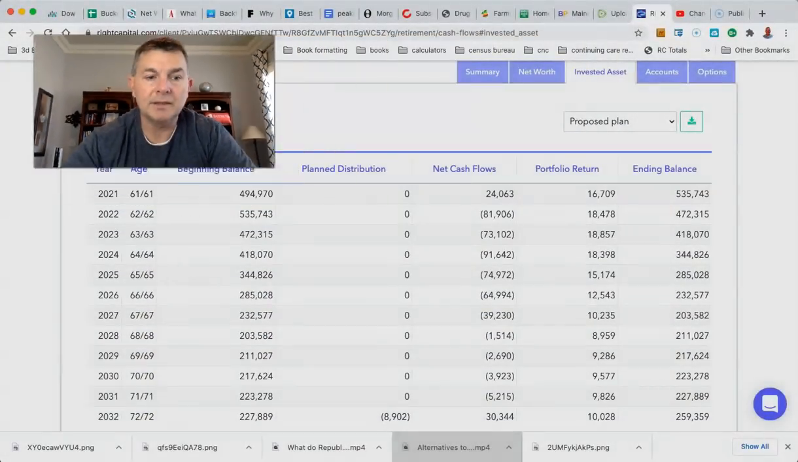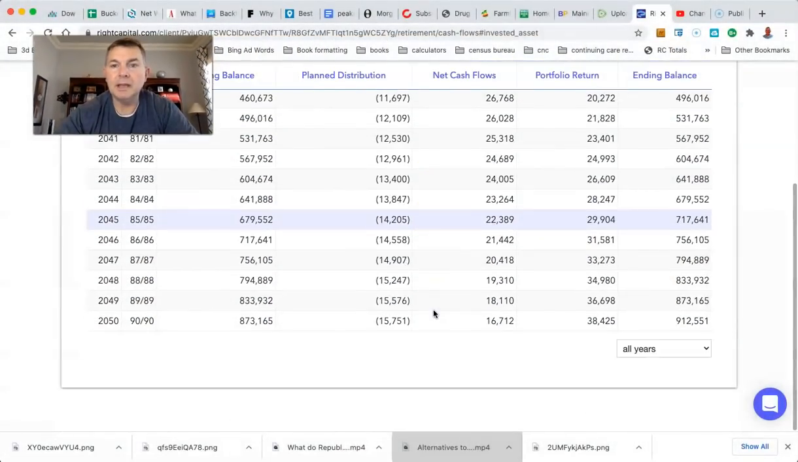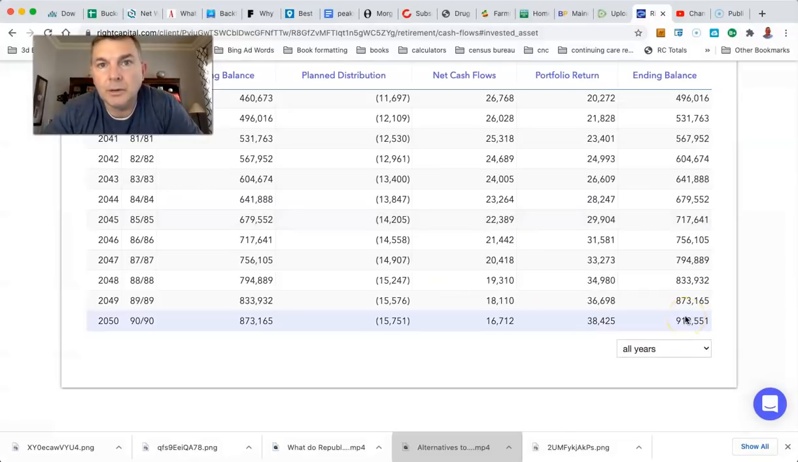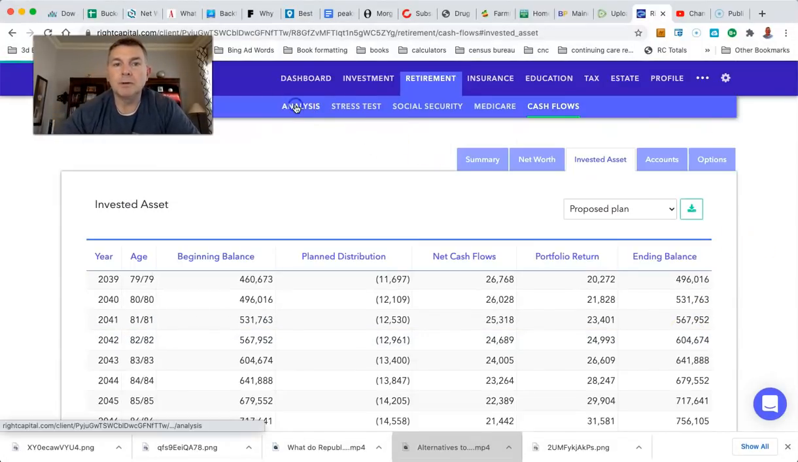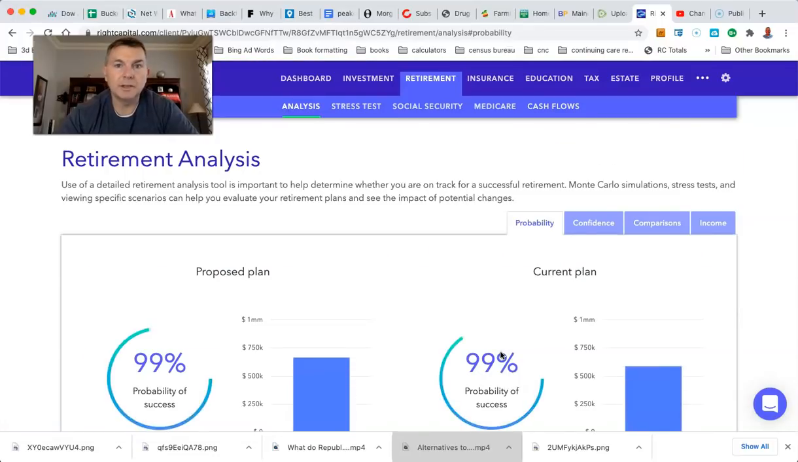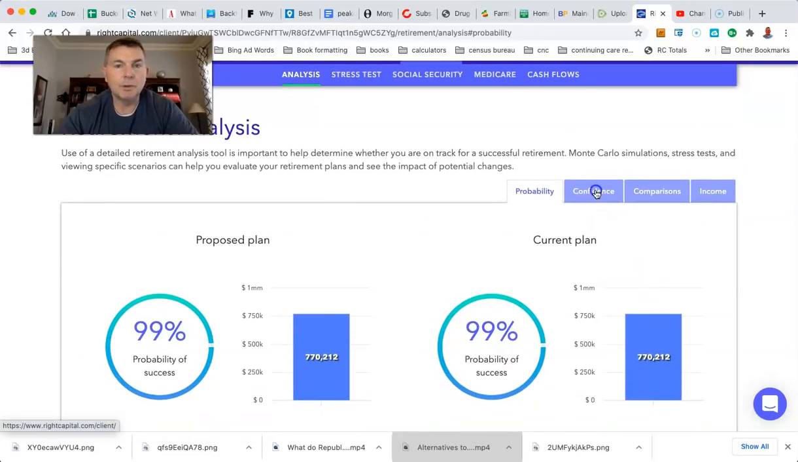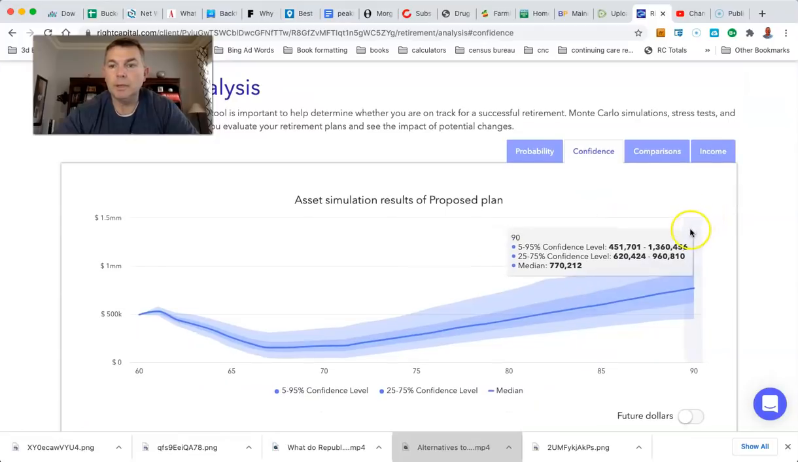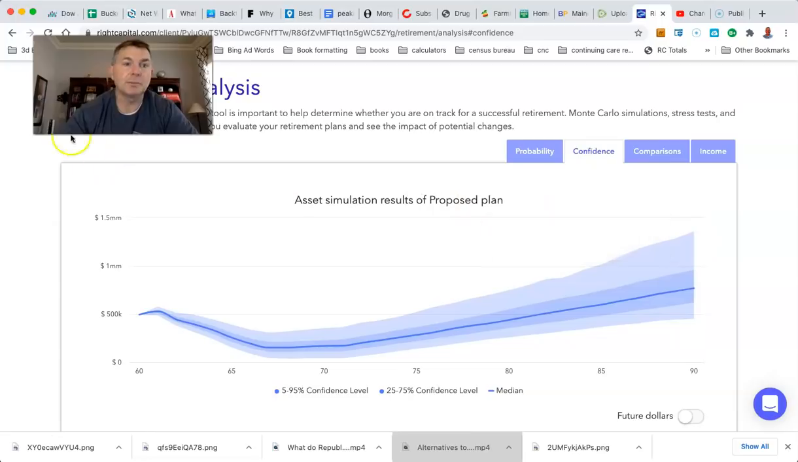And again, just going back to this, you'll see that at the end of the day, our ending balance is 912,000, which makes the Monte Carlo, which is 770,000, seem a lot less aggressive. Well, that's simply not true because the Monte Carlo could have been as high as 1.36 million. Hope that makes sense. It's actually a pretty good question.